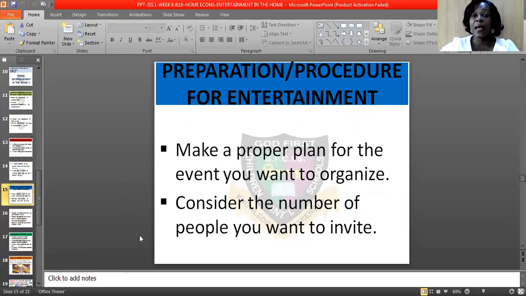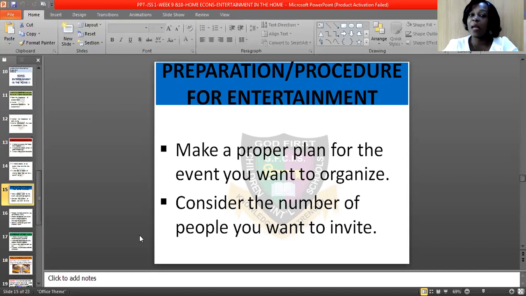Now let us look at the preparation or procedure for entertainment. How do we prepare, or what procedure do we follow in entertaining people? Do you understand? It's very, very important. Number one, make a proper plan for the event you want to organize. When you want to organize an event, you make sure you plan it very well. How many people are going to attend? What and what am I going to cook for them? What type of service am I going to render to them? And which kind of drink, and so on and so forth. You make your proper plan for the event you want to organize.